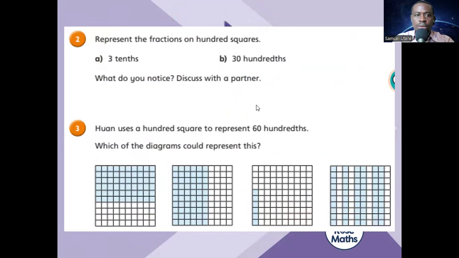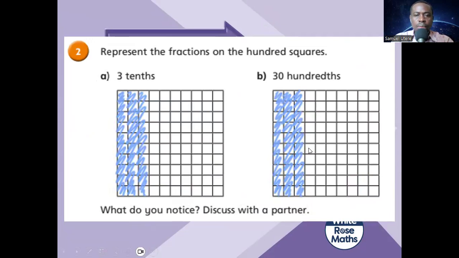Pause the video and answer questions 2 and 3 in 4 minutes. Assuming you've paused the video and answered the questions, here are the answers. Let's discuss them. Question 2, you were asked to represent the fractions on the 100 squares. 3/10 means you need to shade 3 of the columns. It's the same thing as 30 hundredths.